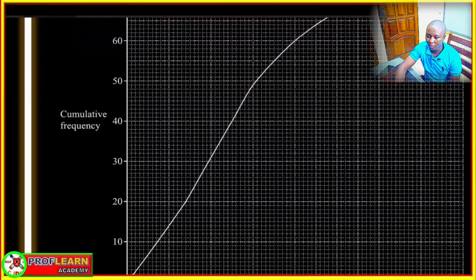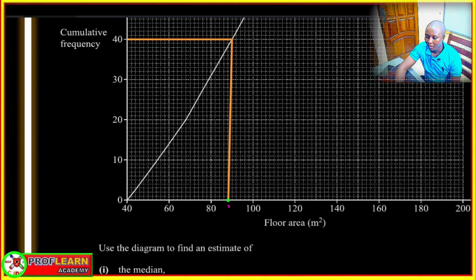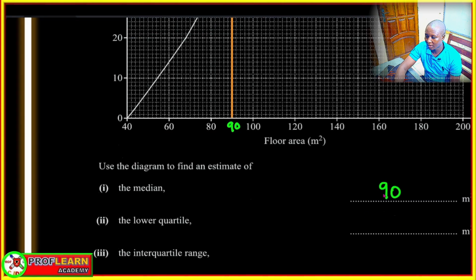Then you go to where 40 is, you draw a straight line where it meets the graph, then you go down, and the value you get here, you need to read it properly, is going to be the median. So you go to the total cumulative frequency, divide by 2, get the value, and draw a line like that to get what we call the median.